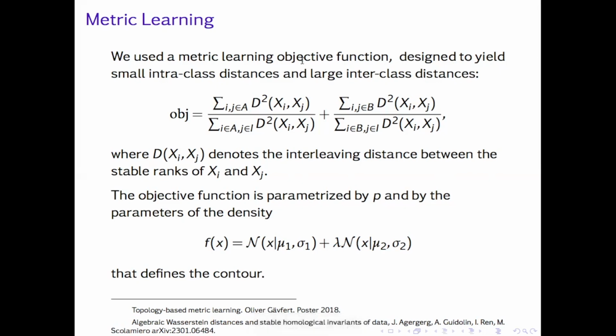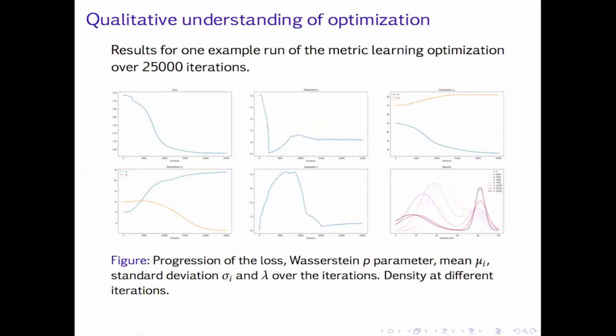And in this case, we try to do a metric learning approach to see which were good parameters for this data set to distinguish class A and class B. We didn't do a thorough analysis of the optimization problem, but over 25,000 iterations, we could see that usually this loss function that we defined, which minimizes distances within classes and maximizes between classes, goes down quite smoothly and the parameter P stabilizes. Also the parameters for the Gaussians stabilize.